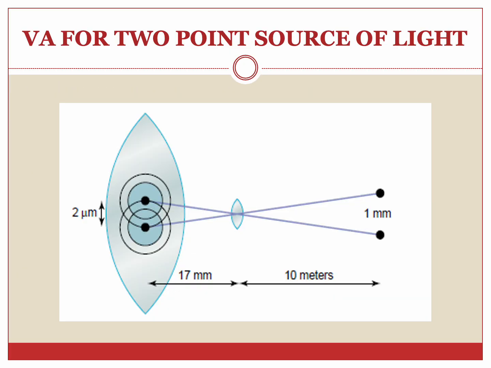This is an image demonstrating visual acuity for a two-point source of light. When there are two objects at a distance of 1 millimeter from each other and at a distance of 10 meters from the eye, when their image is formed on the retina, the distance between those two images will be 2 micrometers. This is the minimum distance at which your eye can identify those two objects as two different objects. If the distance between those two images formed on the retina is less than 2 micrometers, then our eye will see that object as one only.